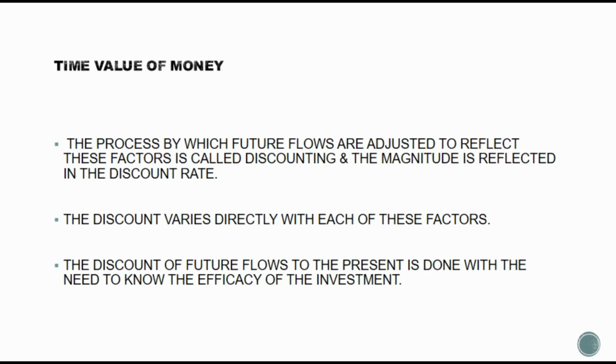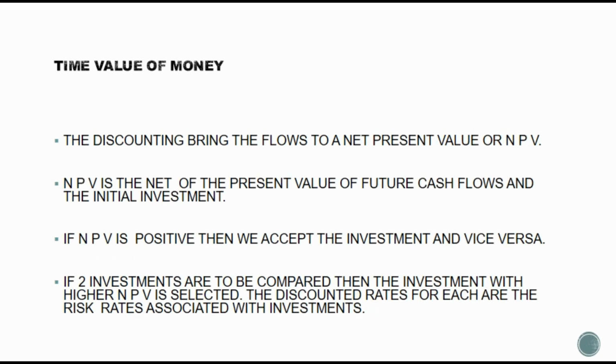The process by which future flows are adjusted to reflect these factors is called discounting, and the magnitude is reflected in the discount rate. The discount varies directly with each of these factors. The discounting of the future flows to the present is done to know the efficacy of the investment. Now, the discounting brings the flow to a net present value, or NPV.